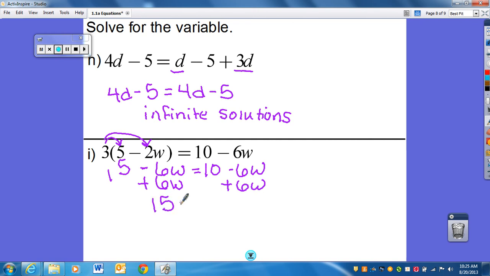Well, what that leaves me with, negative 6w plus 6w is 0, so I have left 15 is equal to 10. That is not true. So now this will be a case where there is no solution, because no matter what value that I would pick for w, it wouldn't work.